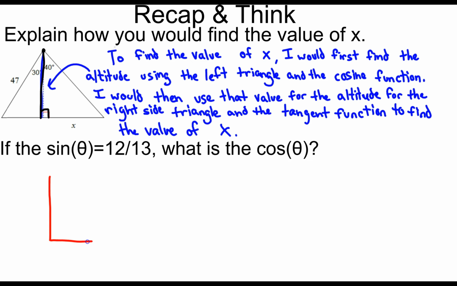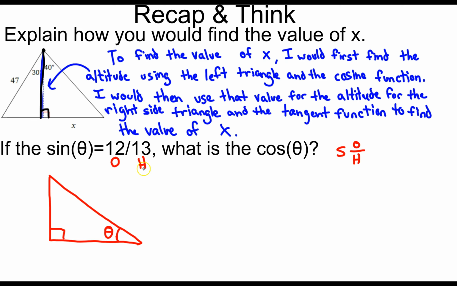Because I know this is a right triangle problem because it's dealing with sine and cosine. So what we're going to do is draw a right triangle here. Now it says the sine of theta. So I just got to pick which acute angle I want to make theta. Generally, I'm going to make this one theta, but it really doesn't matter which one you pick. So if this one's theta, it says the sine of theta is 12 over 13. Now I remember that sine is opposite over hypotenuse. So that means that 12 has to be opposite theta, and that 13 has to be the hypotenuse of this triangle.